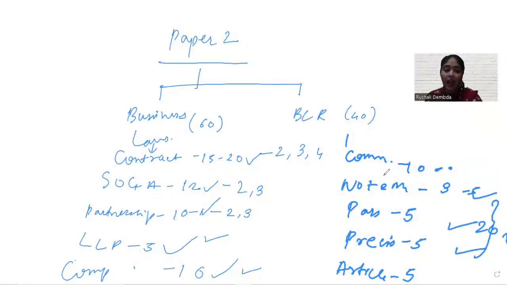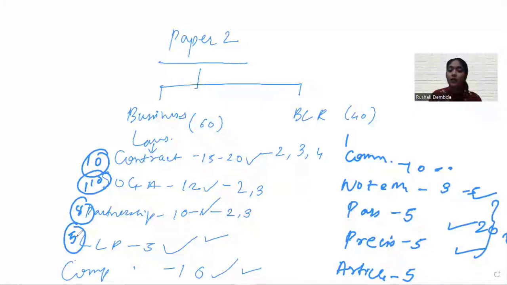From the Contract Act, we can expect 10 marks. Sale of Goods Act, 10. Then Partnership Act, we can expect 8. Again LLP, 5 marks; everything you learn there is important. Companies Act, 10 marks if you do it. All this will definitely give you 60 marks. All these things will help you answer your paper and score a minimum of 50 to 60 marks in the examination.